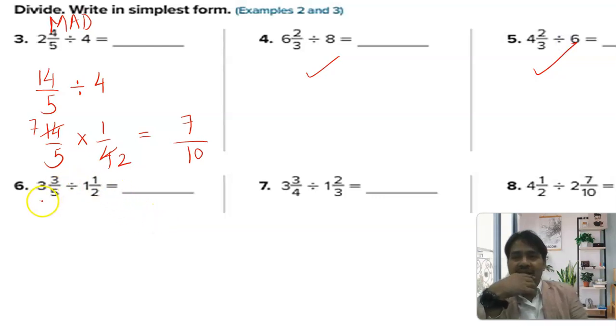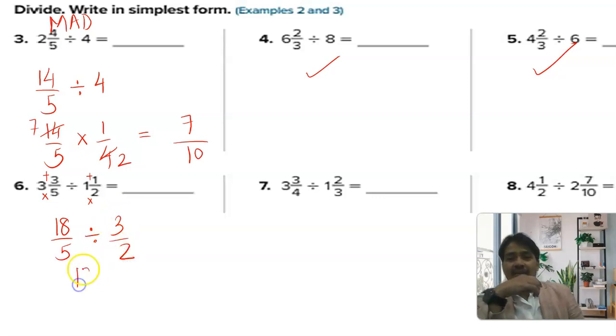Let me do this one, which has two mixed fractions. So let's use the MAD idea. What is the MAD idea? Multiply down, add up, copy the denominator. Again, multiply down, add up, copy the denominator. So 3 times 5 is 15, 15 plus 3 is 18, 18 over 5 divided by 2, 2 and 3, this is 3 over 2.